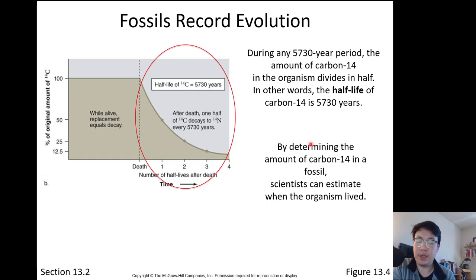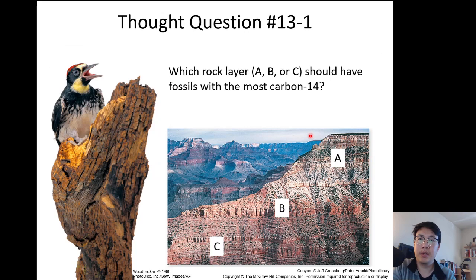Again, this is essentially what I've been telling you guys this whole time. So if I was to ask you guys a question, which rock layer, A, B, or C, should have fossils with the most carbon-14? Now, really think about this question. Which rock layer should have the most carbon-14? So I'm going to give you guys a minute. Pause this video and just think about it.